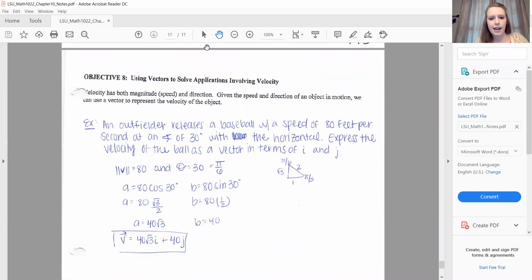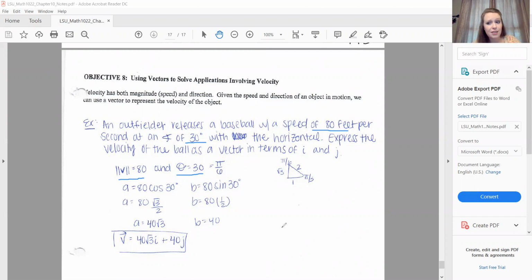Okay, so right here, this is an output and releases a baseball with the speed. This is your magnitude right here. So my magnitude is 80 and an angle of 30 degrees. So that's my theta, which 30 is the same thing as pi over 6. So I drew my pi over 6 angle. Okay, so same thing you just did, just with words this time.